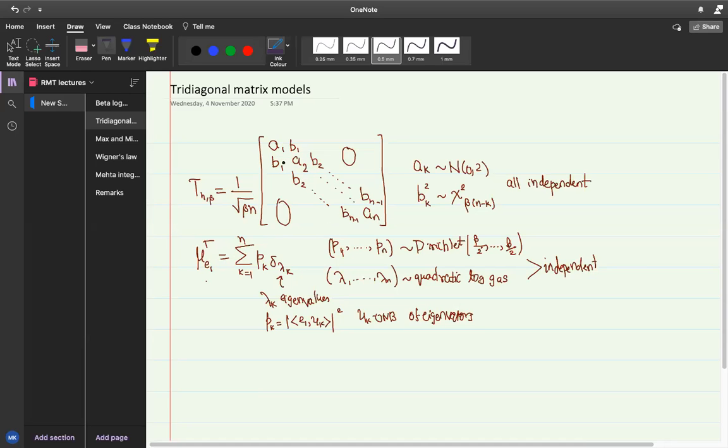It's symmetric and tridiagonal. Symmetric is clear. Tridiagonal means that diagonal entries and the ones above and below may be non-zero, but everything else is zero. So only these A_i's and B_i's are the non-zero entries. So A_1, A_2, ..., A_n, in this particular case, we take to be IID normal 0 with variance 2. And B_1, B_2, ..., B_{n-1} have explicit distributions. So the B_i squares have chi-square distributions with certain parameters, and they are all independent of each other.